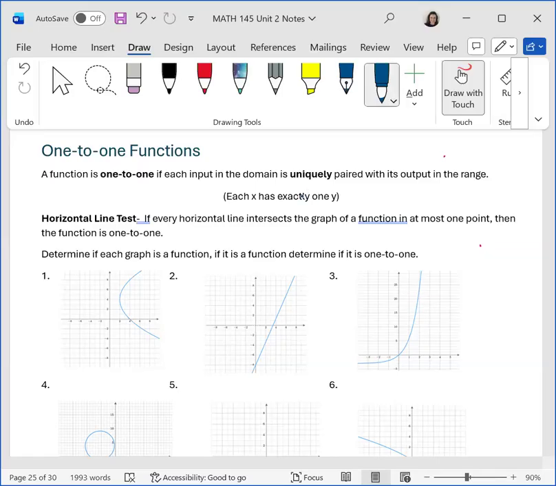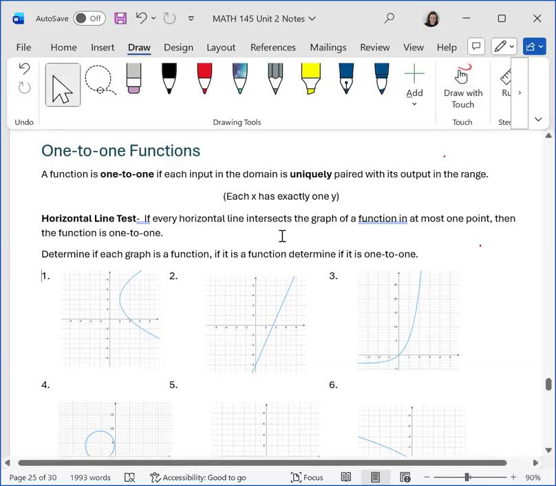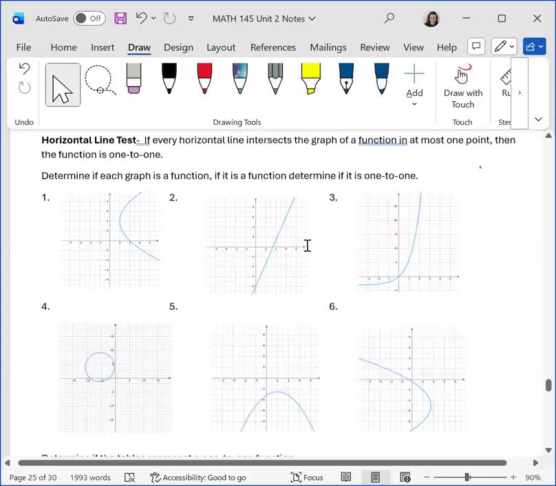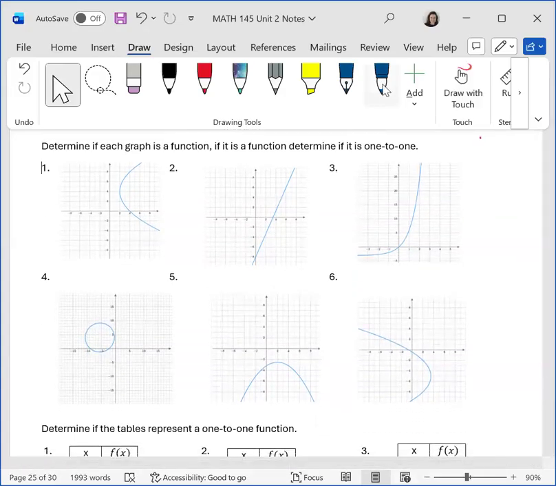An easy way to test that, a visual way, is the horizontal line test. So if every horizontal line that you could place anywhere on the function intersects in at most one point, then the function is said to be one-to-one. So what we're going to do first is take a look at some examples of graphs and determine if they're first a function and then whether or not they're one-to-one.